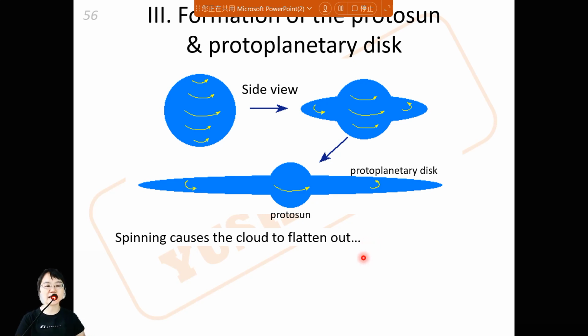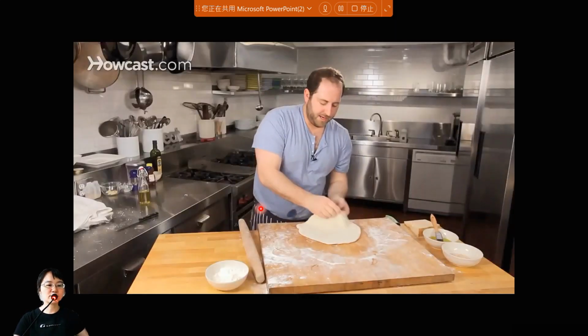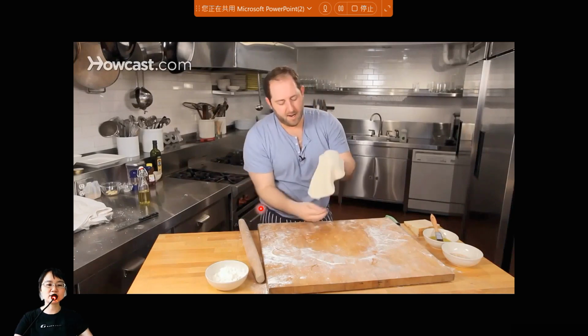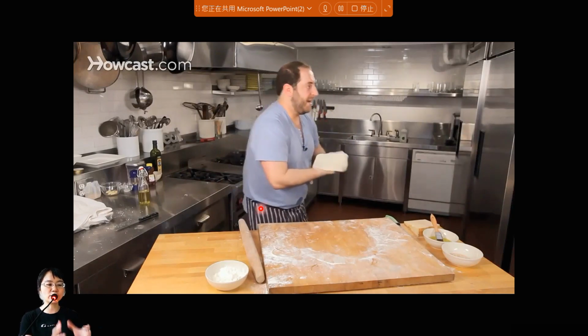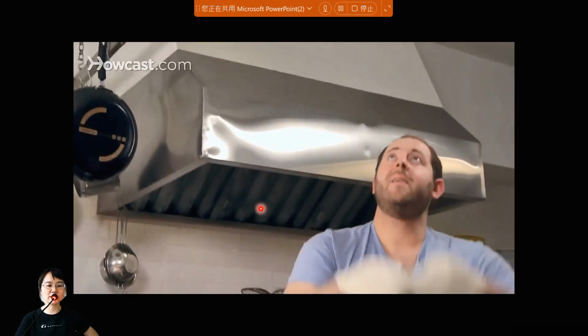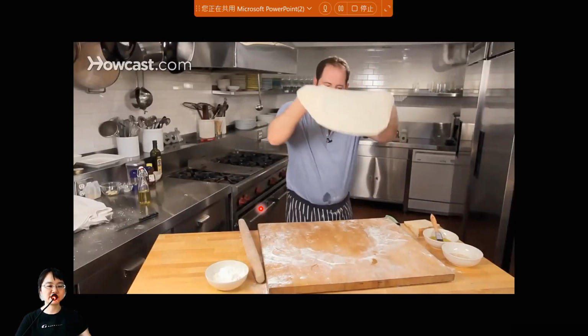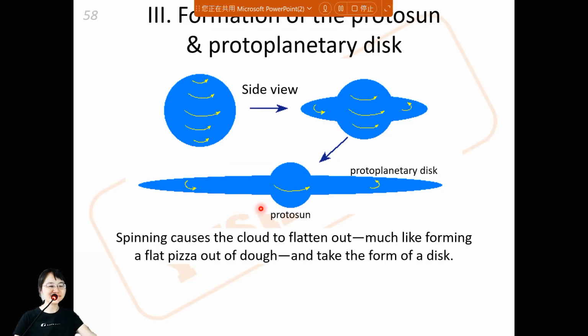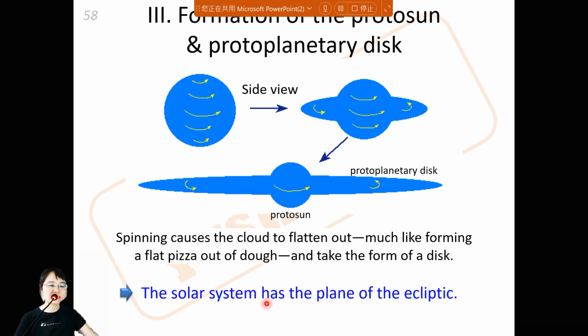This is pretty much like the production of a pizza dough. The pizza dough was originally a round dough, and the more you spin and spin, the more it will flatten out and expand. Look at that. So look at this. Much like forming a flat pizza out of dough, it will take the form of a disk. That explains why the solar system has the plane of the ecliptic.